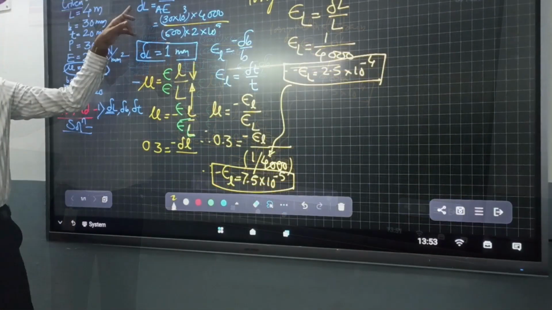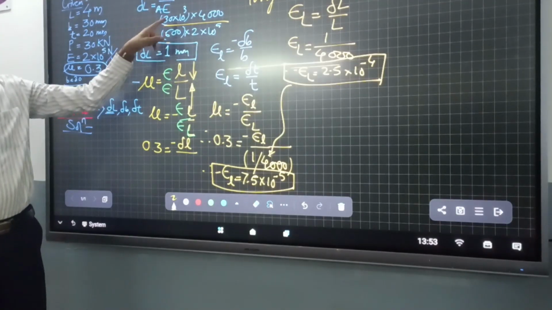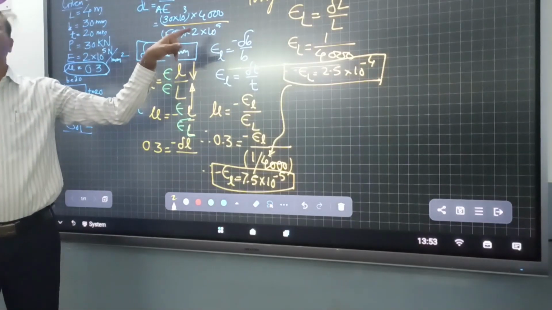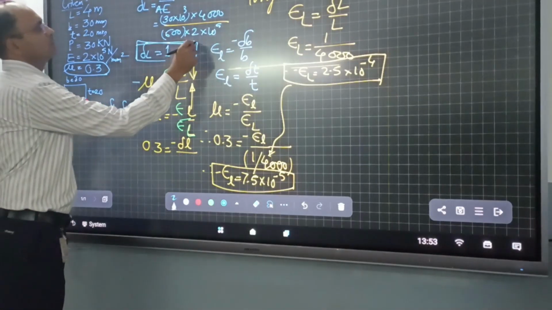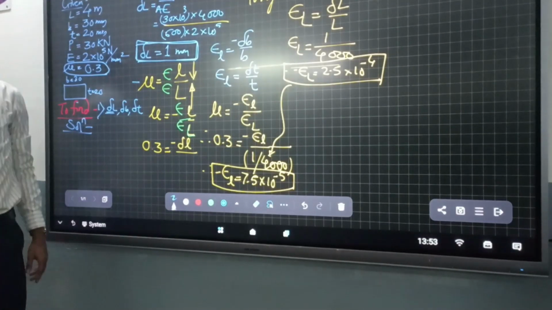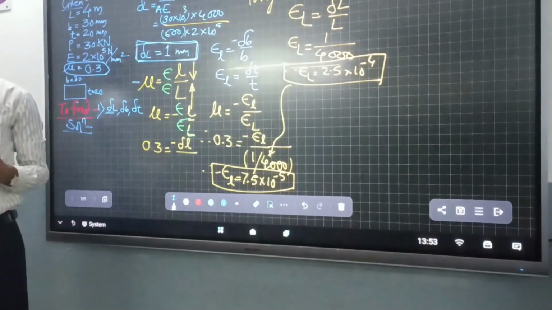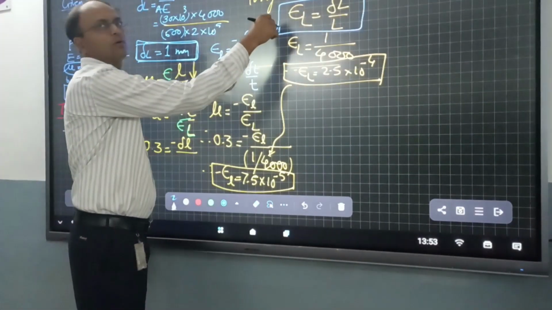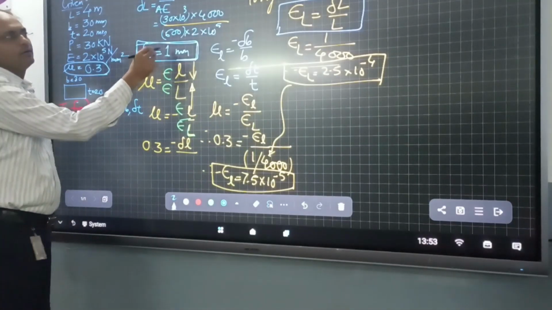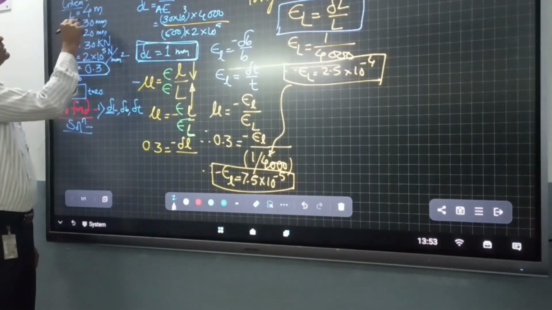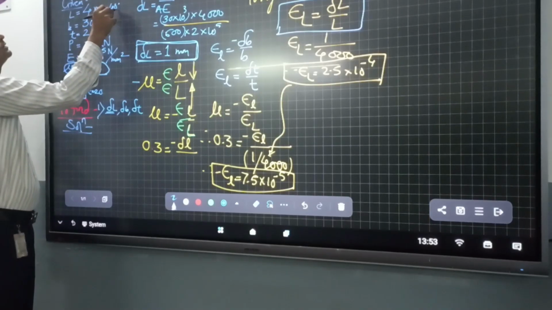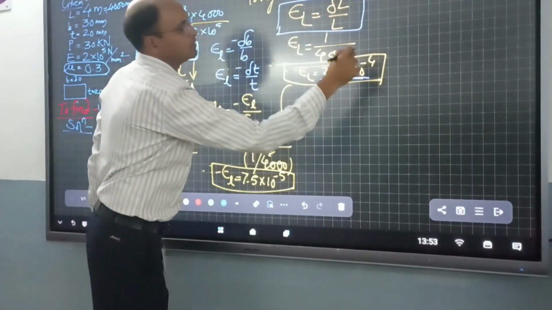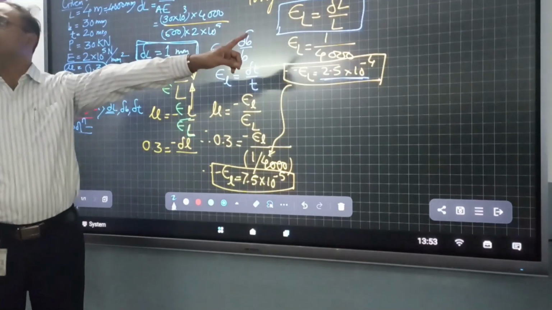Yes. We calculated delta L first using P L upon E. Okay, P Newton, L millimeter, area millimeter square, 2 into 10 raised to 5 Newton per millimeter square. We get delta L as 1 millimeter. After this, we have to calculate epsilon L, that is longitudinal strain. So longitudinal strain is equal to delta L upon L. Delta L is 1 millimeter. L, that is original length, is 4,000 mm. So 1 upon 4,000, you get value of longitudinal strain as 2.5 into 10 raised to minus 4.